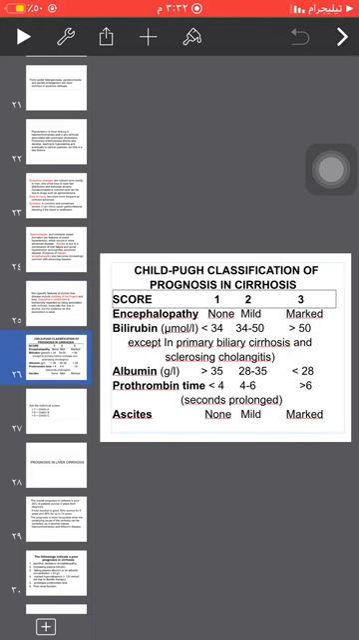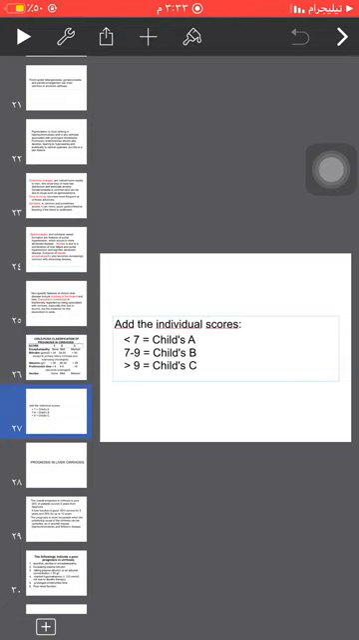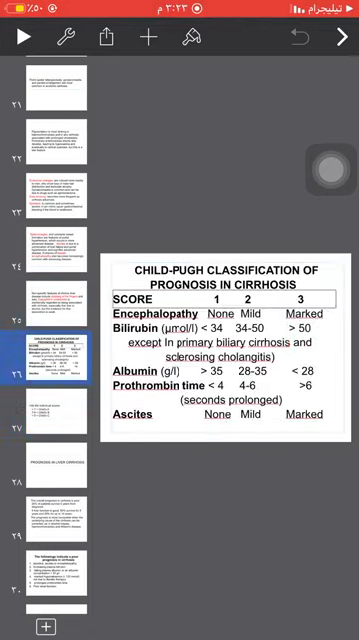طبعا Child-Pugh classification of the progression in cirrhosis score، يعني يقول لك انه ننطي 1 اذا شخص ما عنده انسفالوباثي، ننطي 2 اذا مايلد، ننطي 3 اذا ماركت، وكذلك مع الاسايتس، مع البيلوبين، مع البروثرومبين تايم. بهاي الحالة تعرف ان الشخص عنده سيروز او لا. اذا كان اقل من 7 هاي Child's A. إذا كان بين 7 و 9 Child's B. and إذا كان أكثر من 9 هاي Child's C.